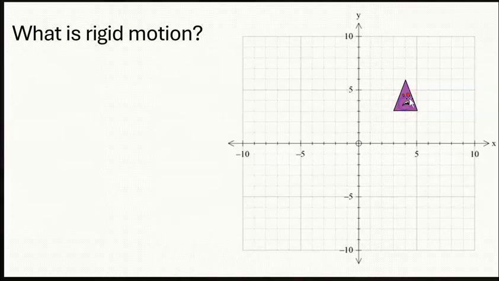So in this case, I could slide this across, or I can rotate it, and the dimensions or the lengths of the sides and the sizes of the angles do not change. We call that rigid motion. So now let's take a look at what translations are.